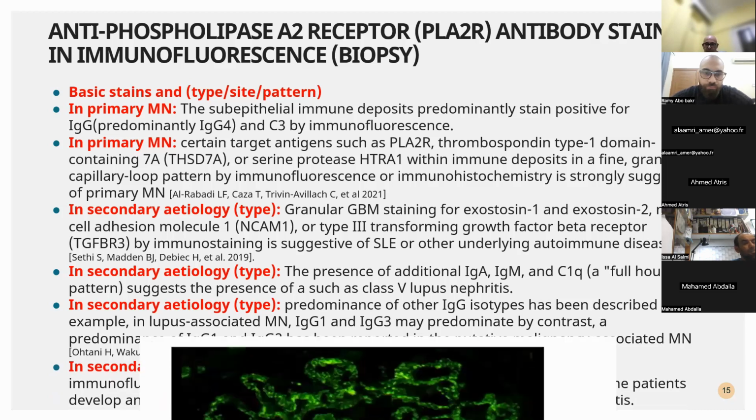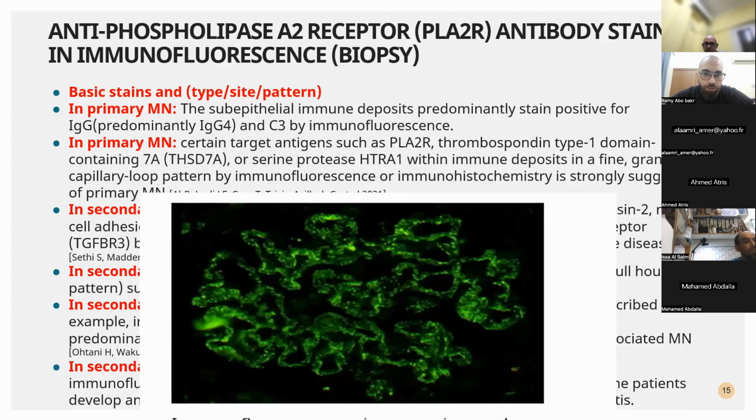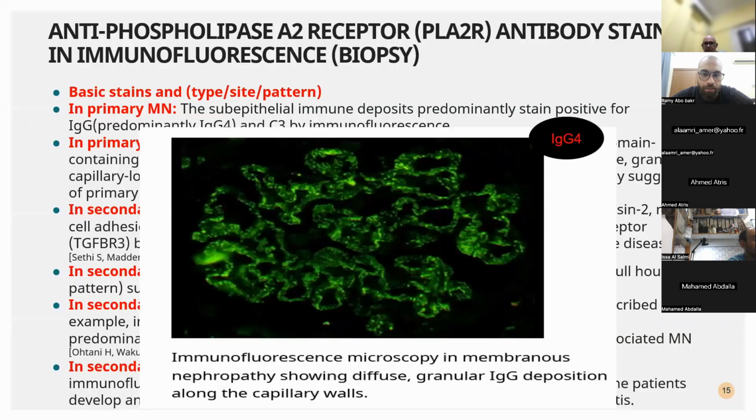So again, it should be IgG4, it should be around the capillary basement membrane, and the pattern should be granular deposits. Any change, you have to consider a secondary diagnosis, not a primary membranous.